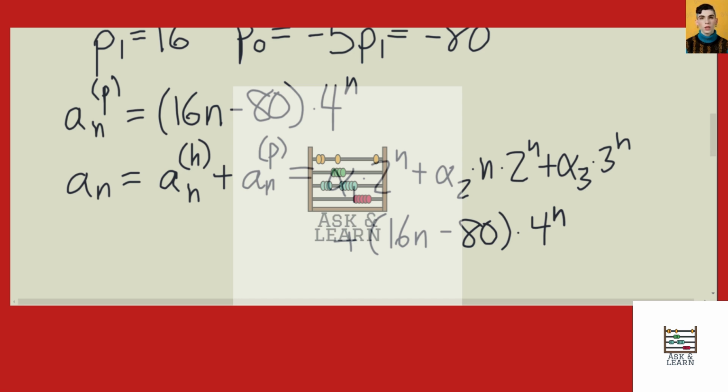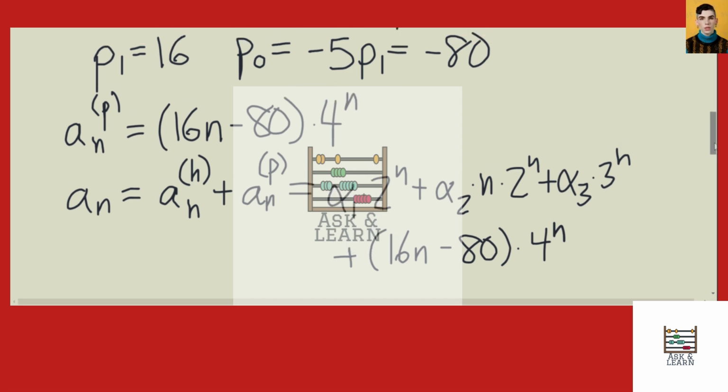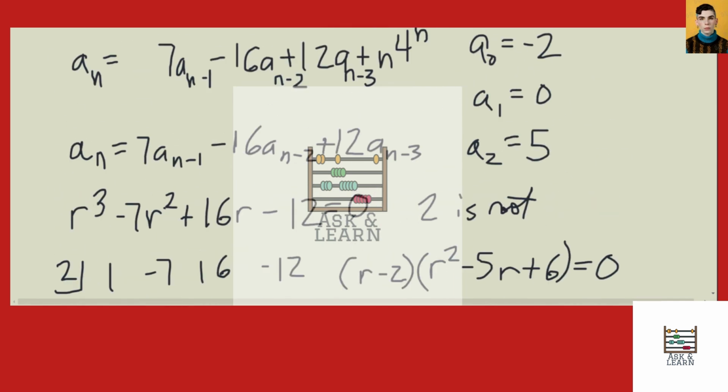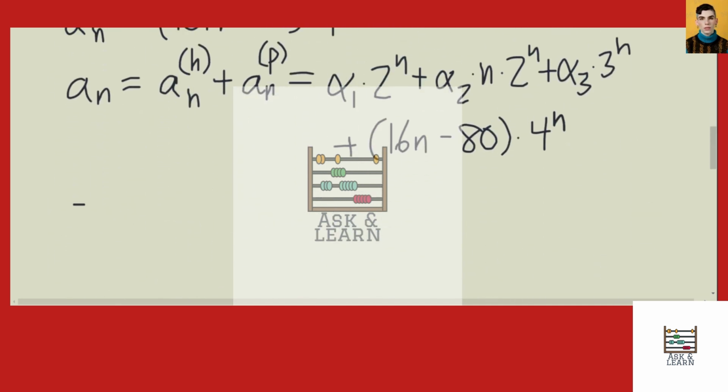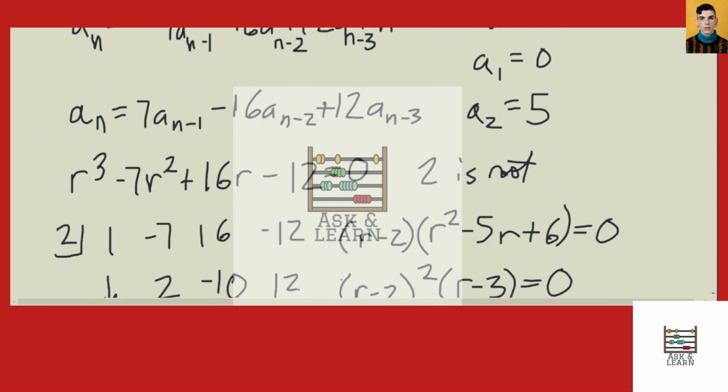And now, using our initial conditions, we can find the values of alpha 1, alpha 2, and alpha 3. So we have that a0 is negative 2. This tells us that negative 2 is equal to alpha 1 plus alpha 2 times 0, which is 0, plus alpha 3 plus, and then 16 times 0 is 0, so this is negative 80 times 4 to the 0 is just 1.